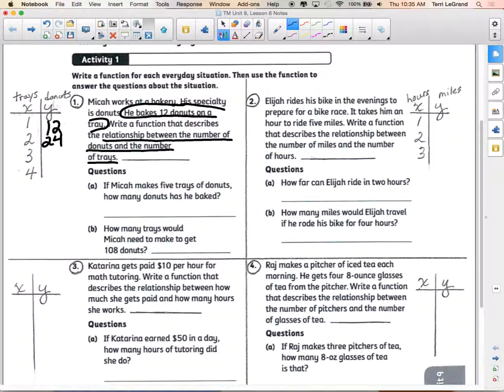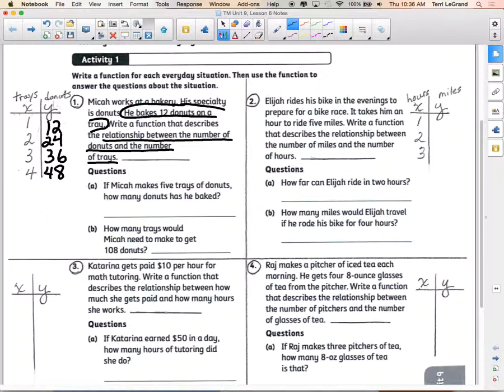What are you doing every time there, Wade? You're coming up with this pretty quickly. What are you doing? Just adding 12 every time, because the trays are going up by 1, so the donuts should be going up by 12, right? And 4 trays would be 48 donuts. Okay. That's as far as we're going to go. I'm not saying that that's the most amount of trays of donuts that Micah's going to make.